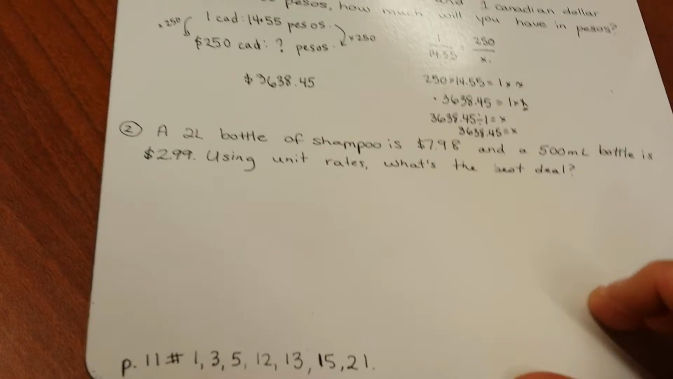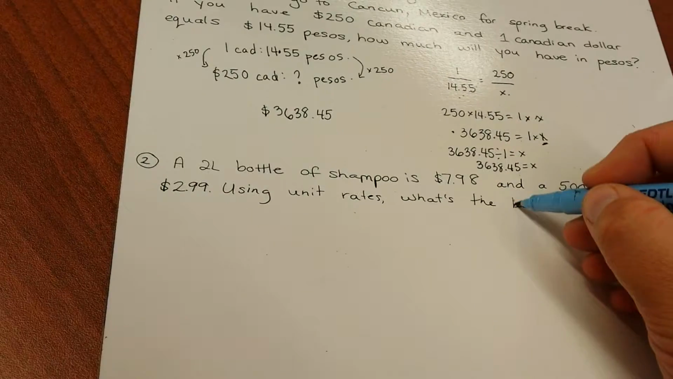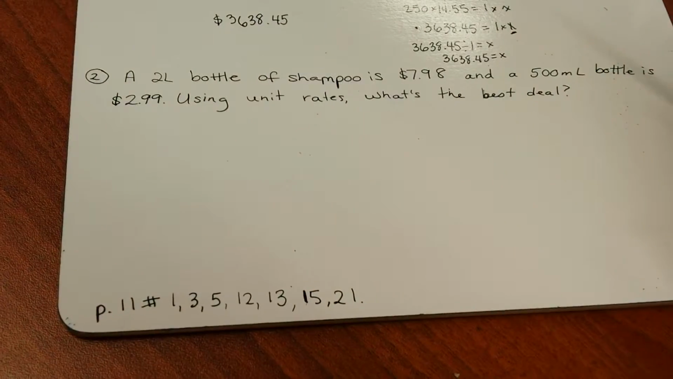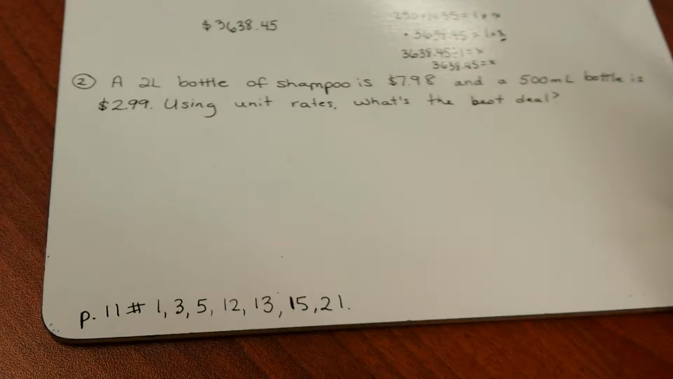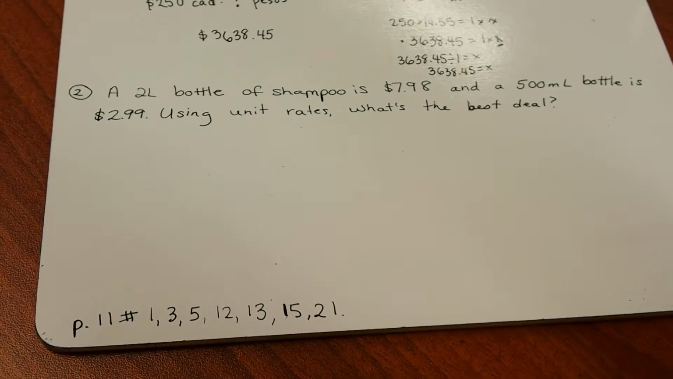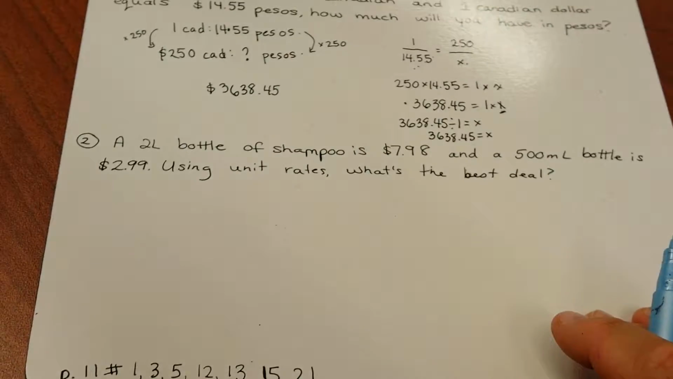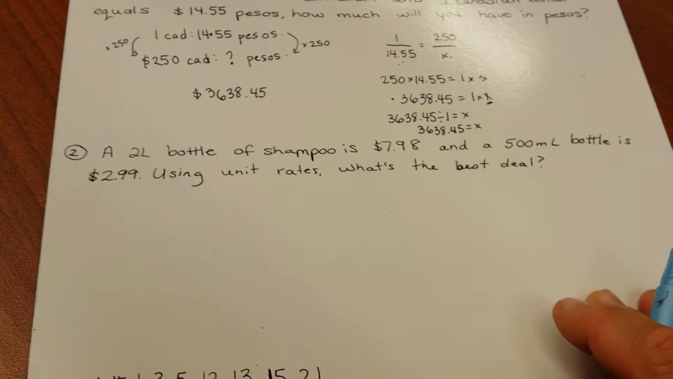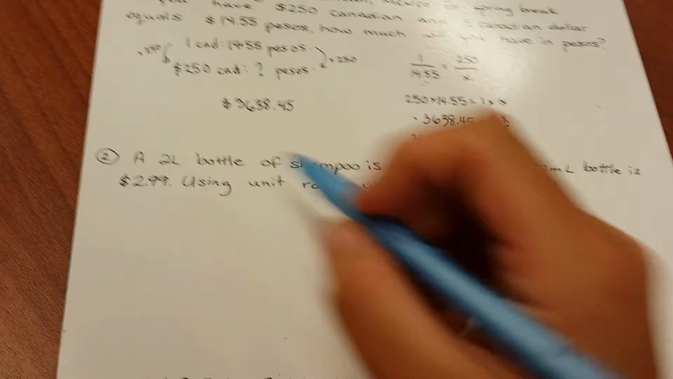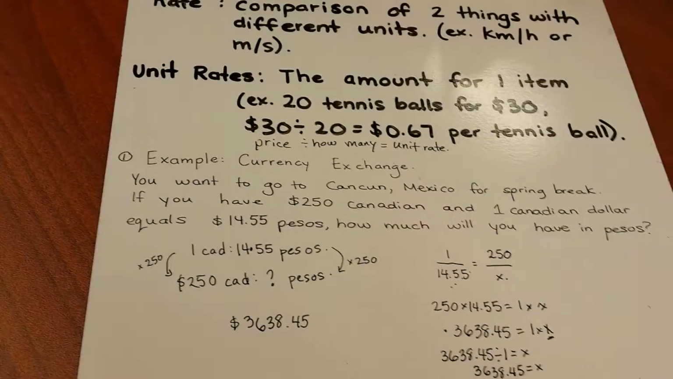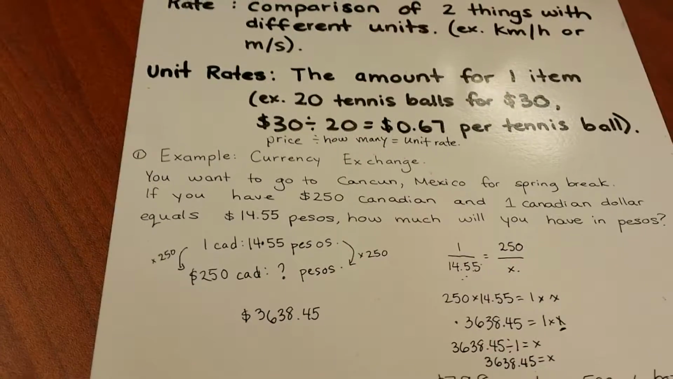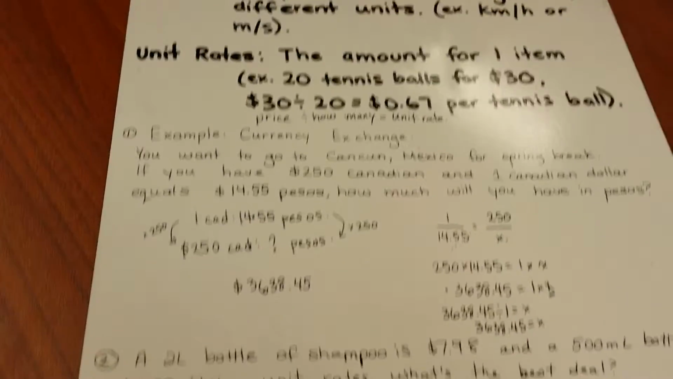For the unit rate, this is some unit rate practice down here. A 2-liter bottle of shampoo is $7.98, and a 500 milliliter bottle is $2.99. Using unit rates, what's the best deal? So if we want to find the price per liter for each one, we can do that. So remember I said for unit rates, if you look back up at the top of the note, the unit rate is the price divided by how many, and then you could figure out the unit rate.